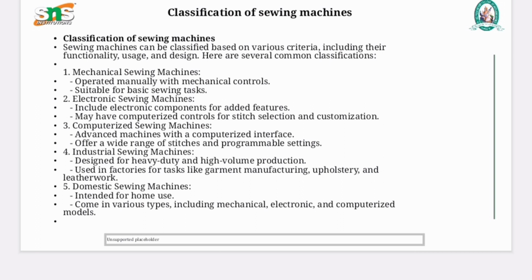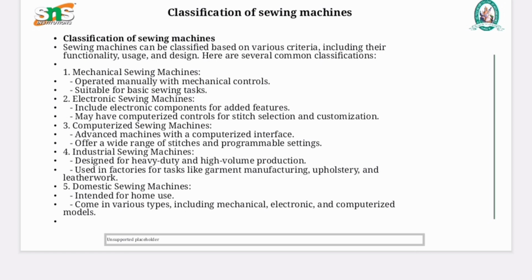Free arm versus flat bed machines. Free arm machines have a removable section allowing easier access to cylindrical or tubular items. Flatbed machines have a flat sewing surface suitable for general sewing tasks. Manual versus automatic machines. Manual machines require more hands-on control, while automatic machines offer features like automatic threading, cutting, and tension adjustment. Parts and functions of single needle machines.